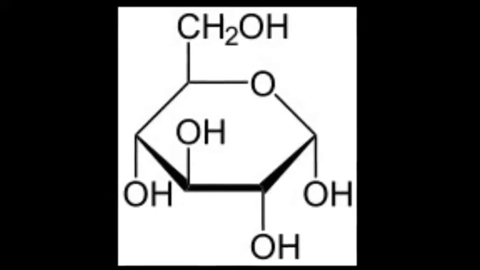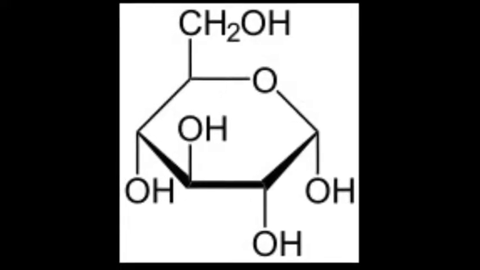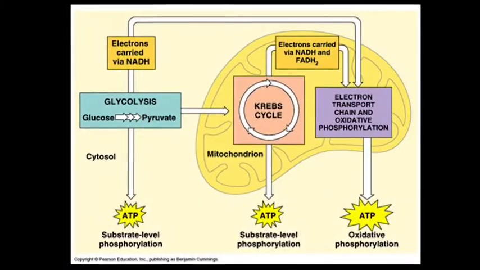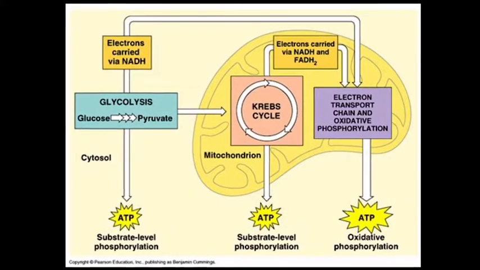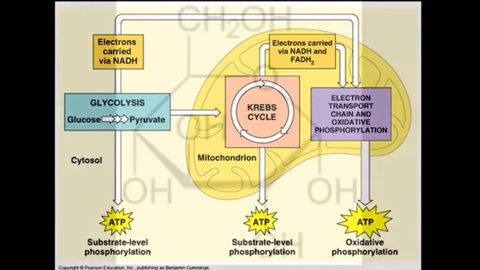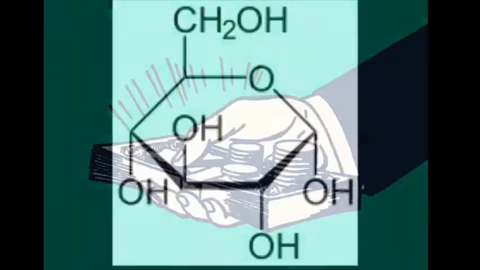The body utilizes 3 metabolic pathways to convert glucose into ATP, or energy. These metabolic pathways are glycolysis, Krebs cycle, and the electron transport chain. Glycolysis occurs in the cytosol. It is the breaking down of glucose in order to release energy and pyruvate.